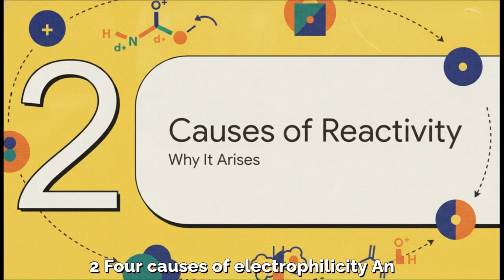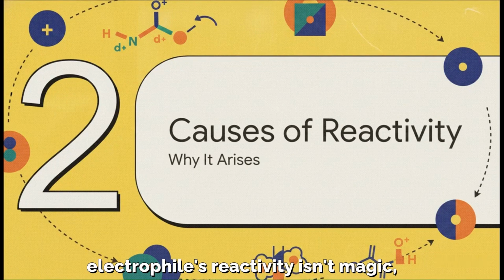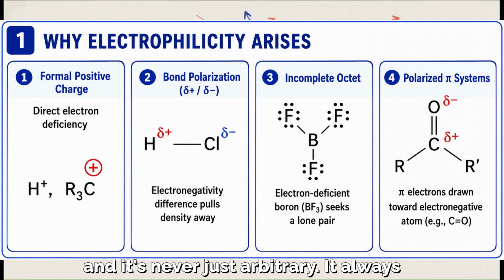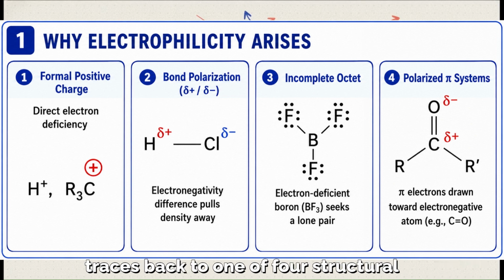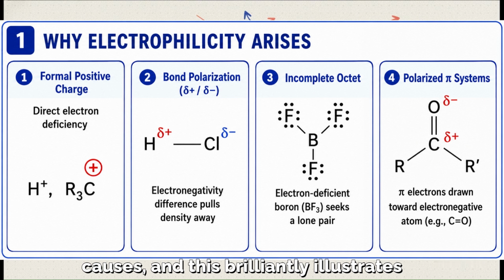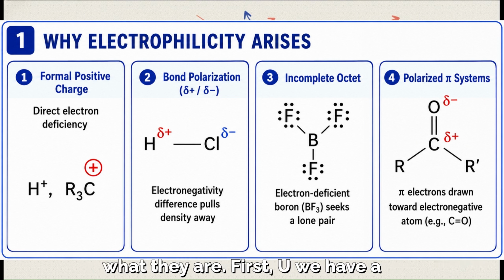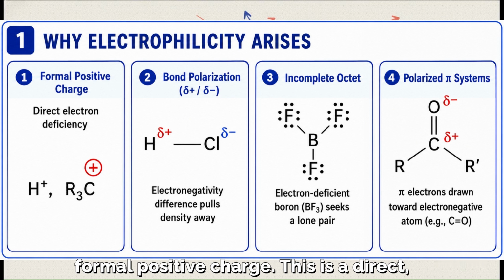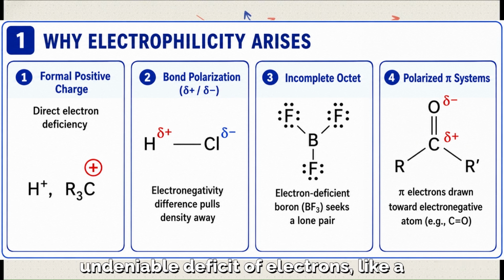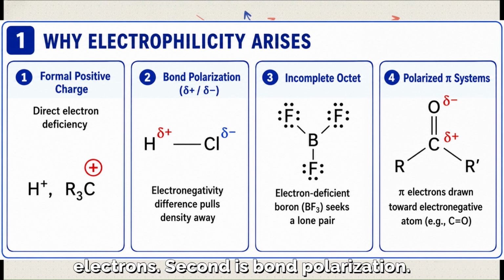Part 2. 4 causes of electrophilicity. An electrophile's reactivity isn't magic, and it's never just arbitrary. It always traces back to one of 4 structural causes. And this brilliantly illustrates what they are. First up, we have a formal positive charge. This is a direct, undeniable deficit of electrons, like a bare proton or a carbocation. It's basically an outright invitation for electrons.